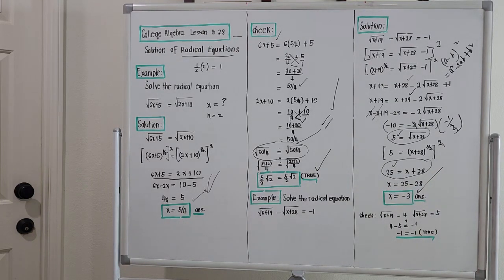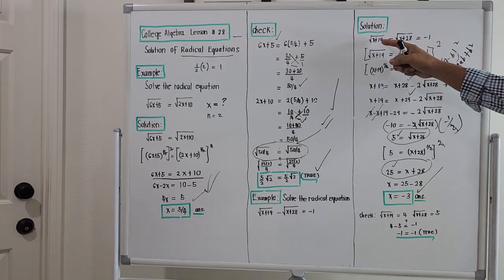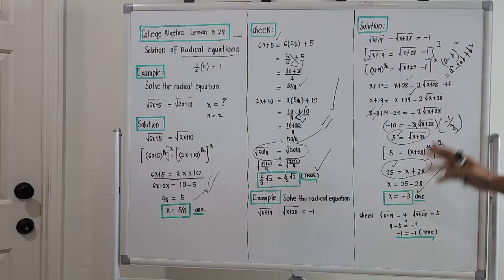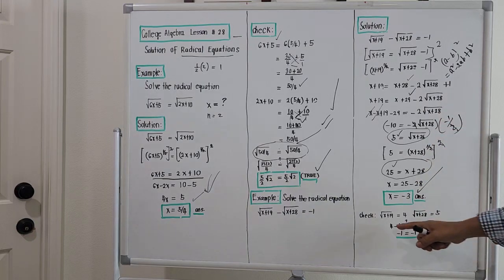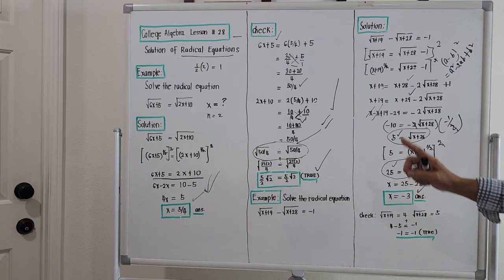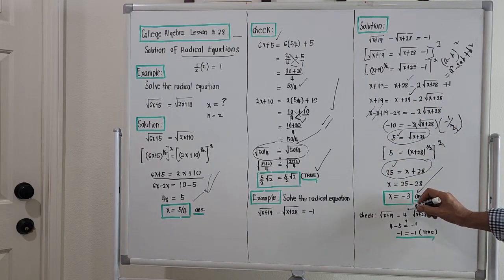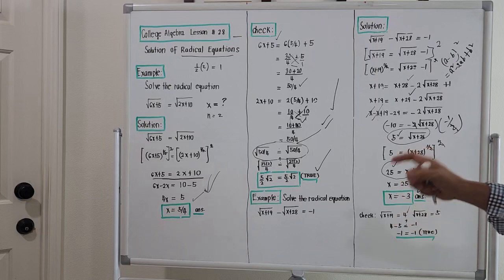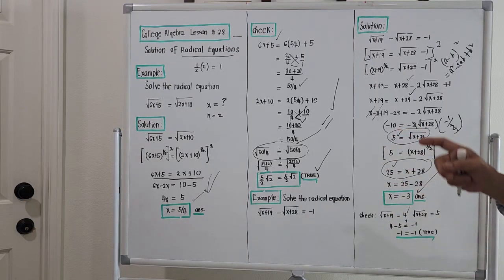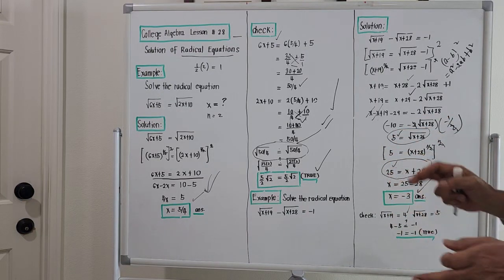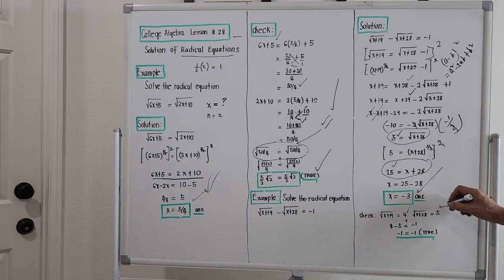Let's check the validity of our answer. We will try to compute for the value of x plus 19. We'll just do it orally. Minus 3 plus 19 will be 16. And the square root of 16 is 4, either plus or minus 4, but we'll consider for the meantime positive 4. The value of the square root of x plus 28: minus 3 plus 28 will be 25. And the square root of 25 is either plus or minus 5. We will use plus 5.